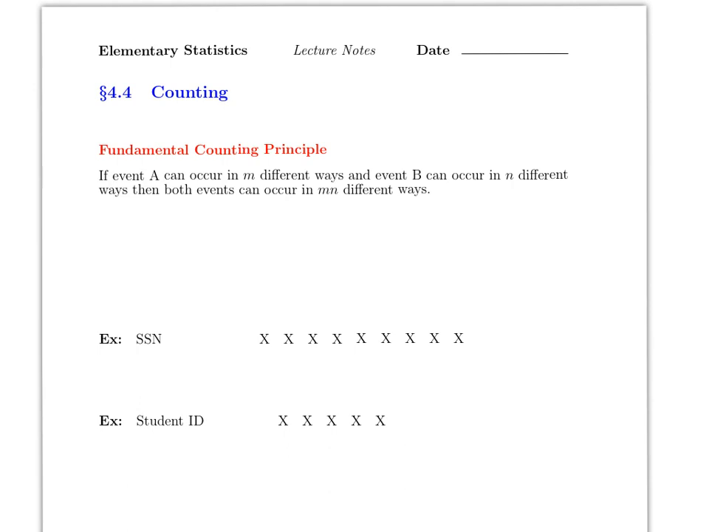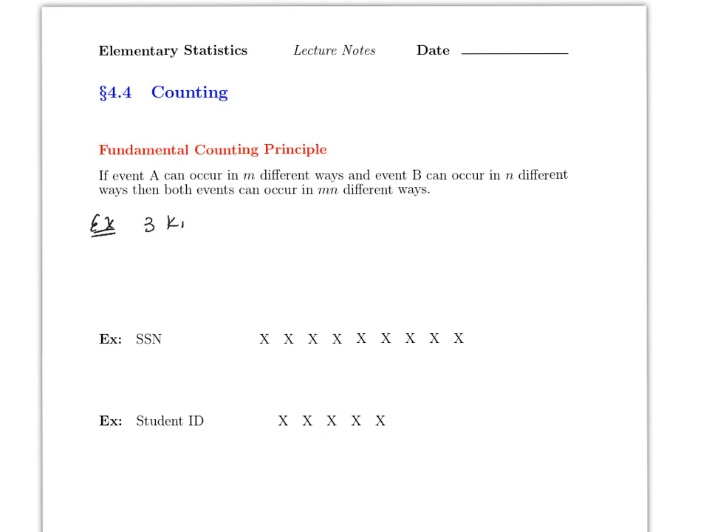What the fundamental counting principle says is that if you have two events, A and B, and A can happen in n different ways, and B can happen in m different ways, then both events can happen in the product of both of them. So for example, we did this before in section 4.1.